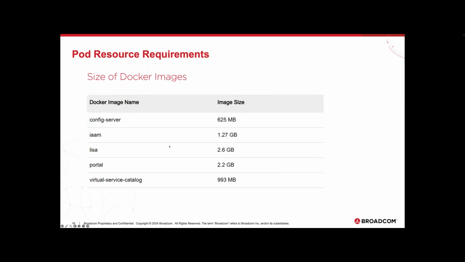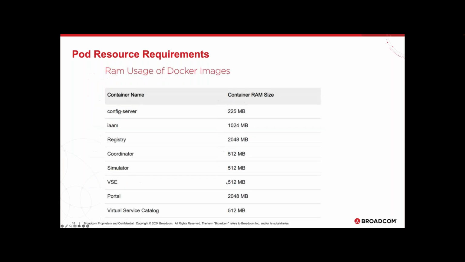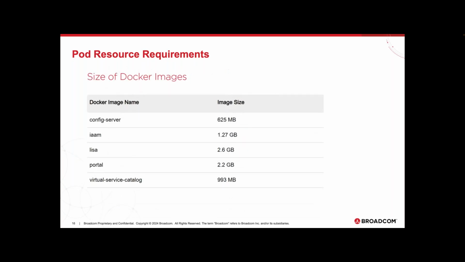And the size of the images which you have to pull from the Broadcom Docker registry is these. So the configuration server is around 625 megabytes. IAM is 1.2 gigs. Lisa is 2.6 gigs. Portal is 2.2 gigs, and virtual service catalog is around 1 gig.